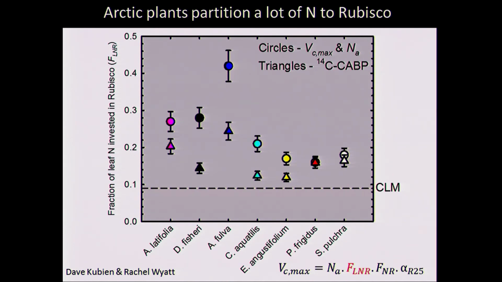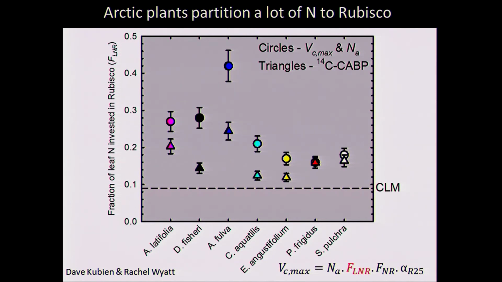And then we also did an independent biochemical method using C14 labeling of an inhibitor which binds the binding sites of Rubisco. I had some colleagues at University of New Brunswick help me with that. And in some cases we agreed, and in some cases they were different. This work's ongoing. We're going to try and work out what's going on there. But in all cases, these values were much, much higher than CLM.